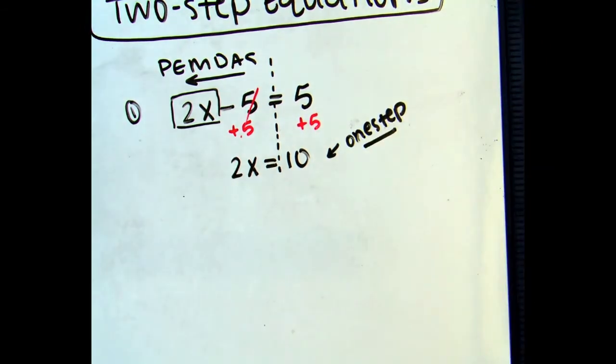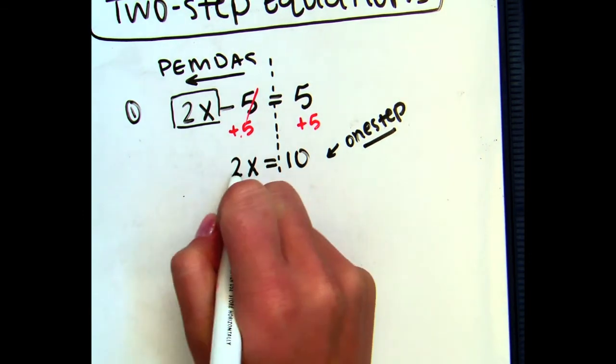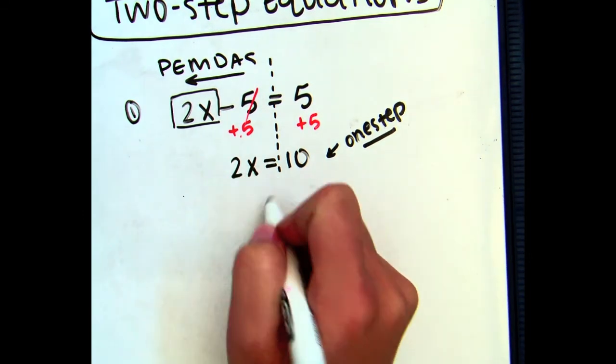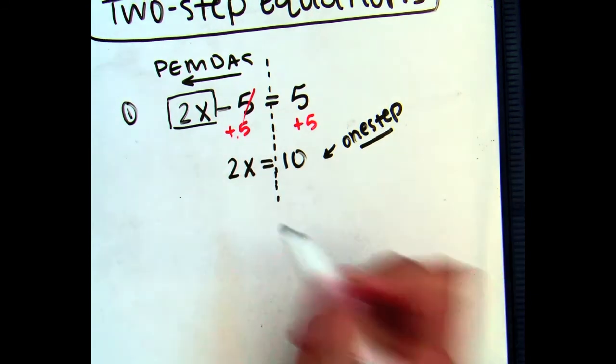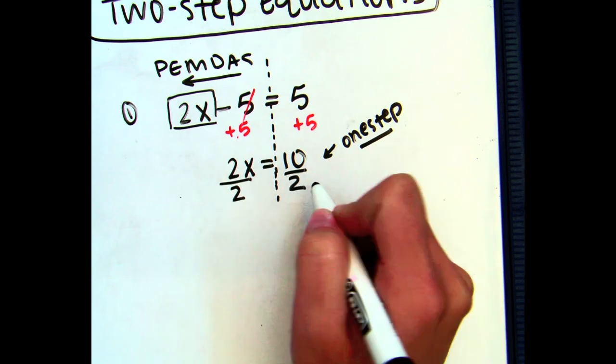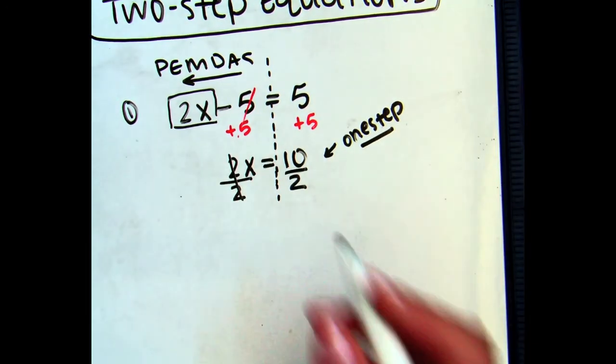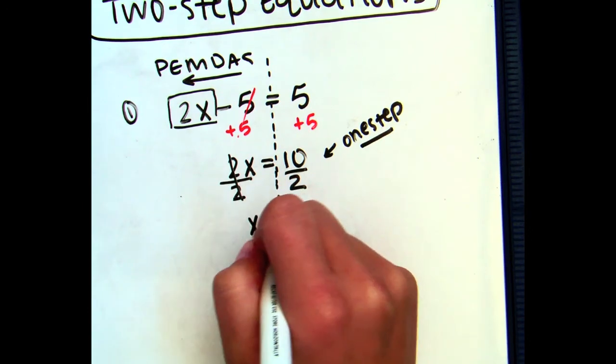Alright, so now we have 2 times x equals 10. The 2 is being multiplied times the x, so the only way to get rid of the 2 is going to be by dividing. So 2 over 2 cancels out, and we have x equals 5.